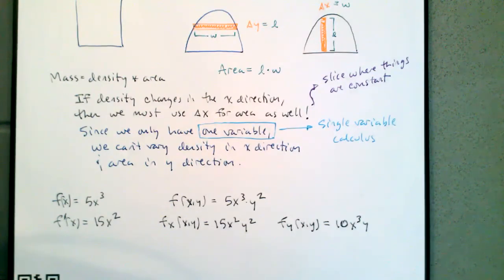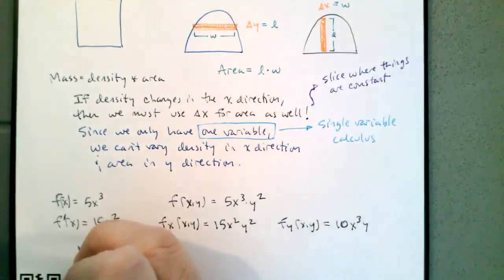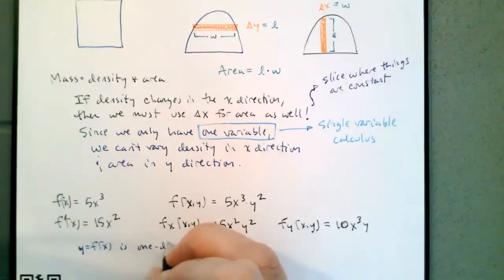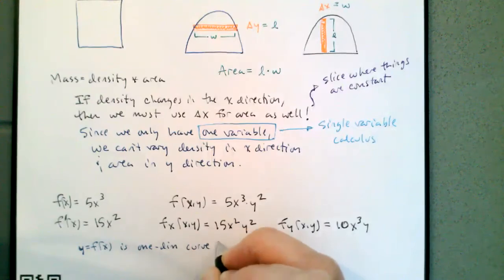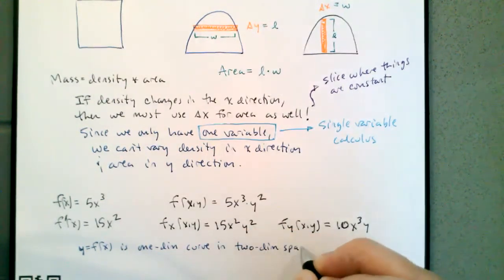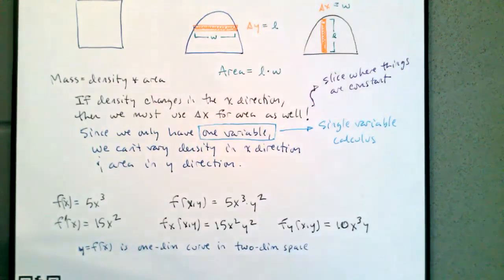It gets even better. When I look at a function y equals f of x, it's a one-dimensional curve in two-dimensional space. So the graph of y equals f of x is a one-dimensional curve in two-dimensional space. It's in two-dimensional space because there's only two variables, x and y. So that defines the space. It's a one-dimensional curve because it's a function of just one variable. There's right and left on this thing, and then that's it.